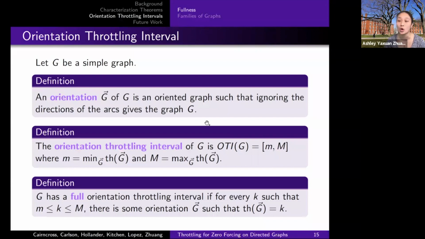And we say that this OTI is full if for every integer within this closed interval, there is some orientation of G that achieves that number as the throttling number. And we're actually going to prove now that the orientation throttling interval of every graph is actually full.